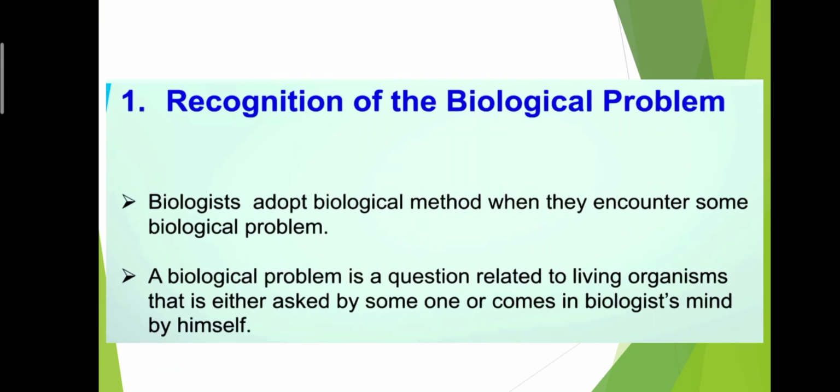Number 1, recognition of the biological problem. Biologists adopt the biological method when they encounter some biological problem. A biological problem is a question related to living organisms that is either asked by someone or comes to the biologist's mind by himself.